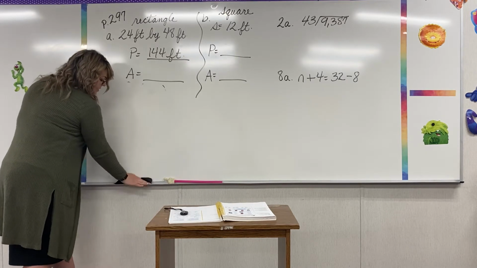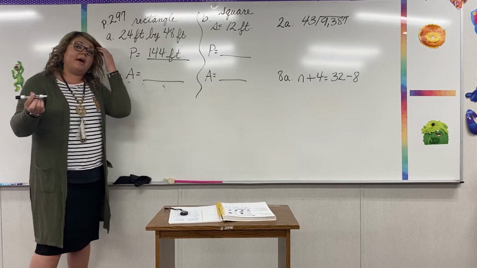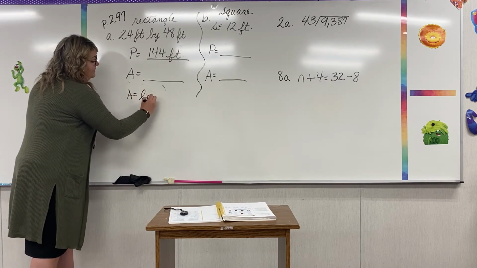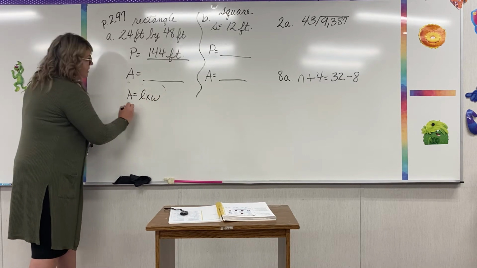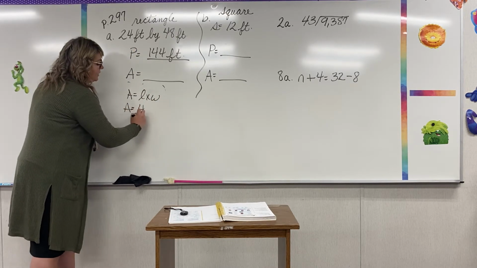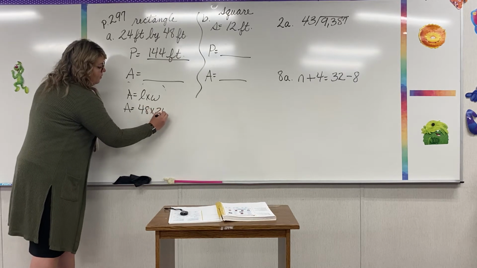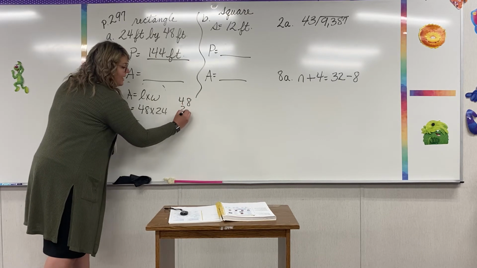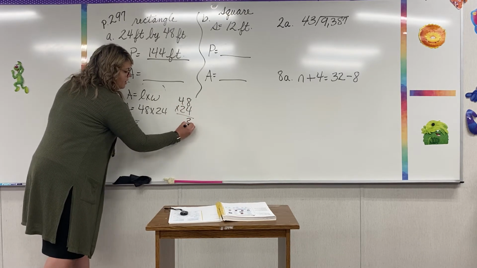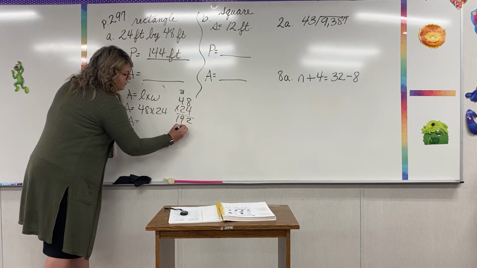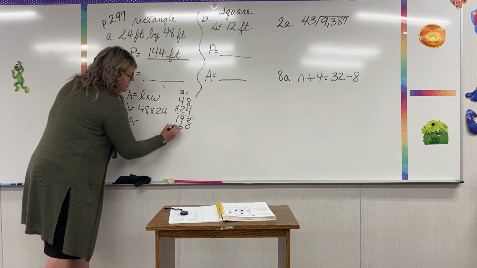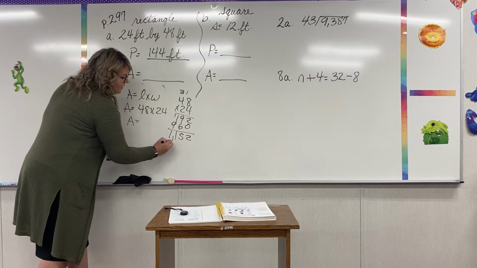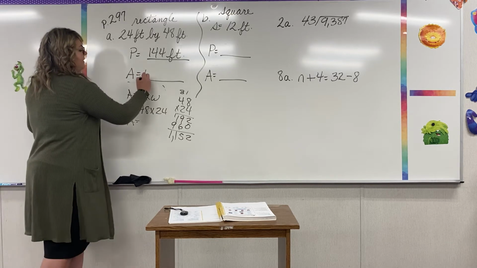All right, now remember the formula for the area of a rectangle is A equals L times W. So then we just write it again and plug in our numbers. So A equals 48 times 24, and then we just work that out. All over to the side, you can just work it out. 48 times 24. I'll put down our 0. And we get 1,152.